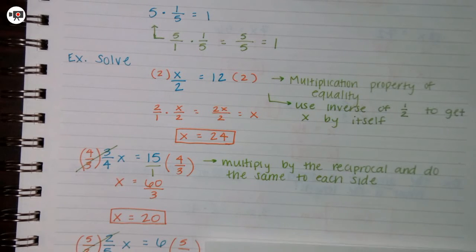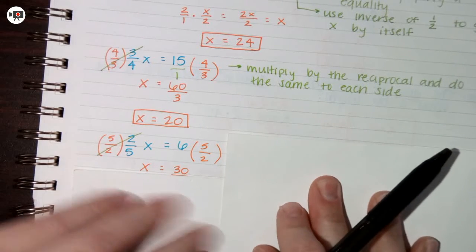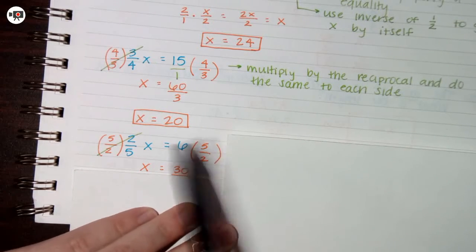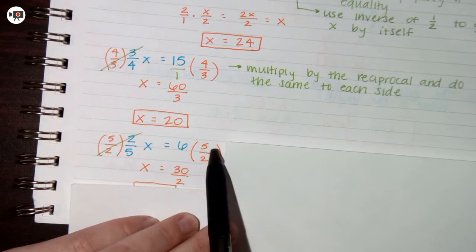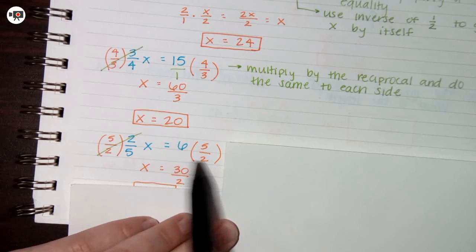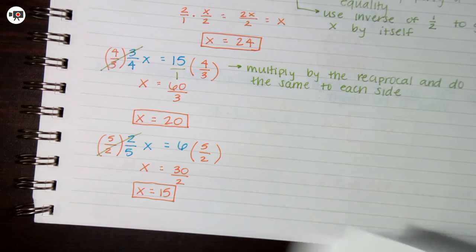Let's try another one. 2/5 x equals 6. Using the reciprocal and multiplying on each side, I will get x equals 30 over 2, because 5 times 6 is 30, and 1 times 2 is 2. 30 over 2 is 15.